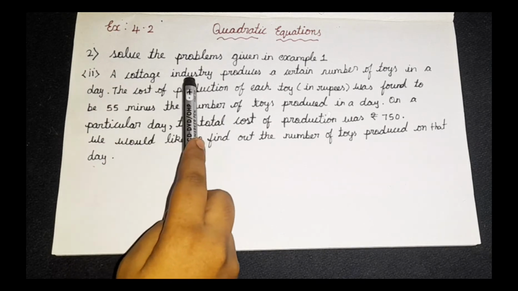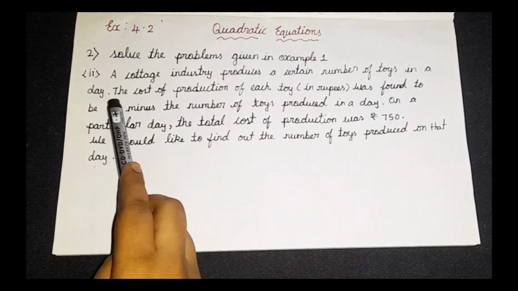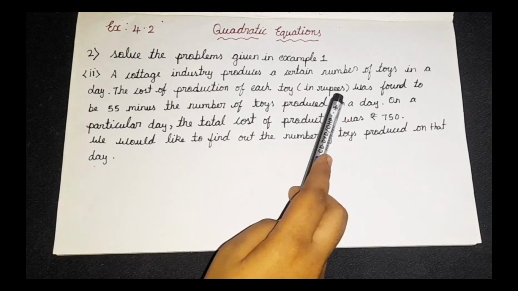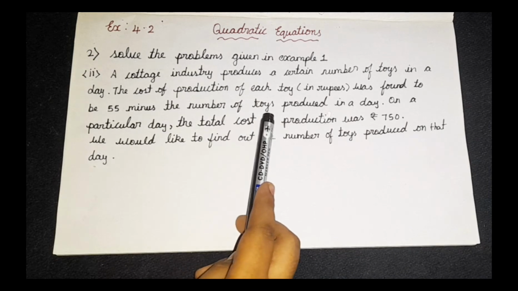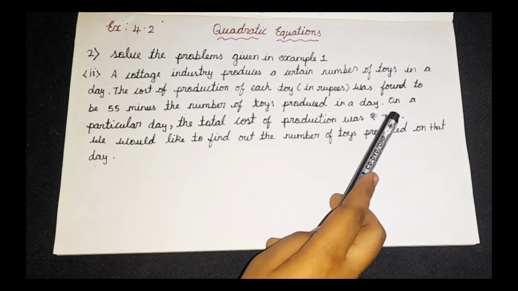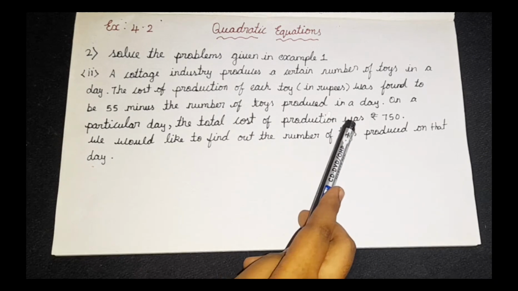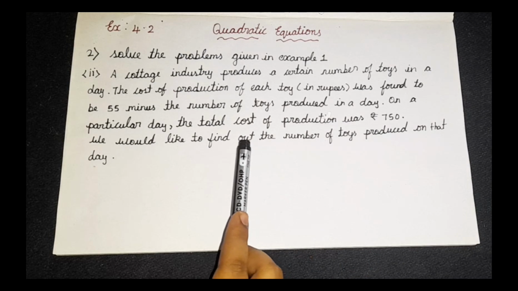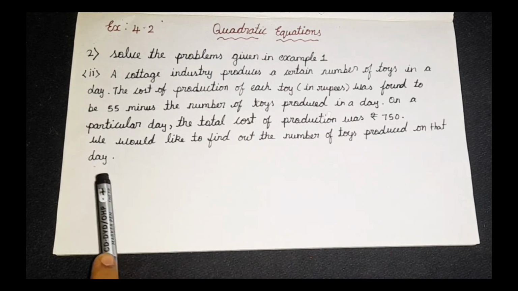A cottage industry produces a certain number of toys in a day. The cost of production of each toy in rupees was found to be 55 minus the number of toys produced in a day. On a particular day, the total cost of production was rupees 750. We would like to find out the number of toys produced on that day. So this is the question.